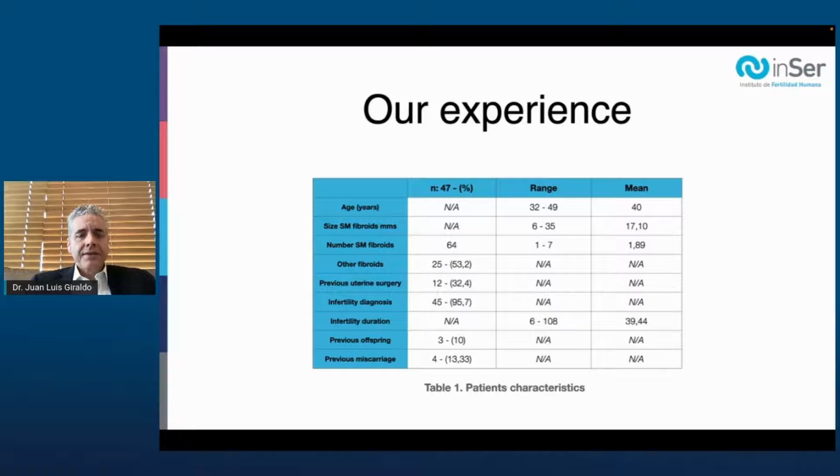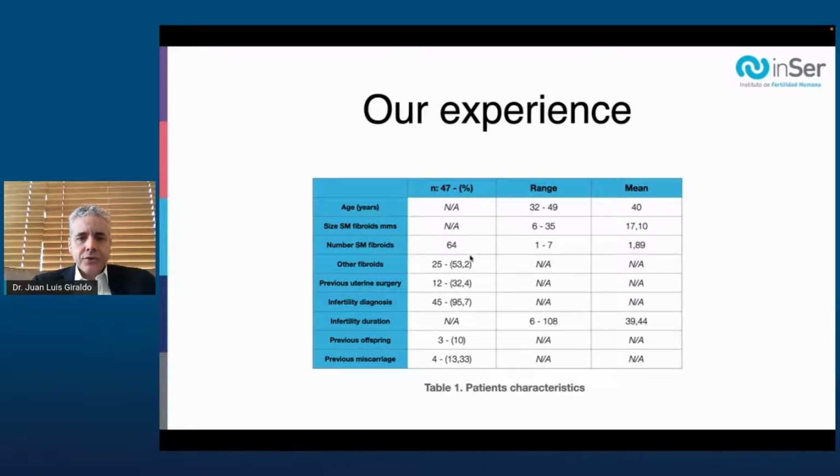Up to now, we have had 47 cases. You can see here, of those, basically the average age is 40 years old. The size of the fibroids ranged between 6 millimeters and 35 millimeters with an average size of 17 millimeters. This ideally is a technique for fibroids up to 20 millimeters. We've done bigger fibroids, but it's much easier to do fibroids of 20 millimeters or less.